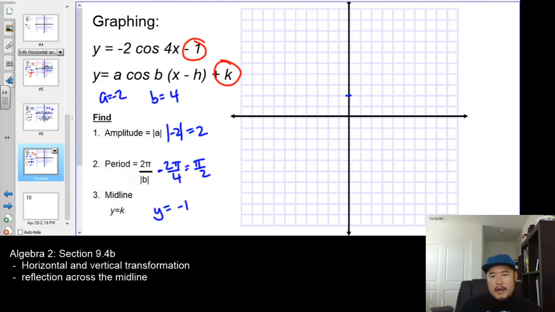Let's go ahead and mark up our axis. This will be 1, 2, 3. And let's have -1, -2, -3, -4. Our midline is y is equal to -1. So here's my horizontal line going through -1. And because our amplitude is 2, it's going to go up 2 units, down 2 units. So our maximum is up at 1 for y and -3 for y as well.